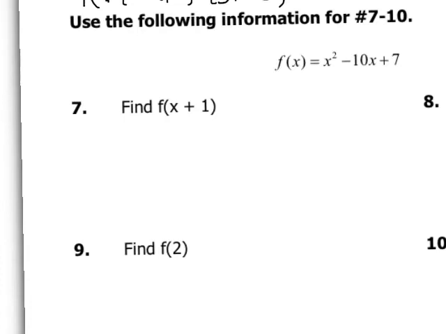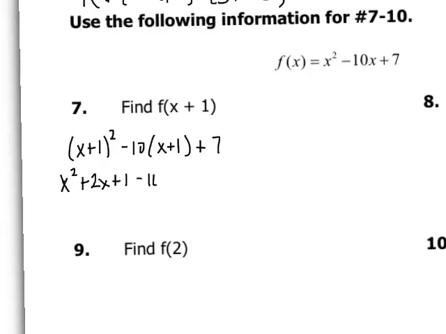All right, number 7, f of x plus 1. So I'm going to use my f. I'm going to plug in x plus 1 here and here. So x plus 1 squared minus 10 times x plus 1 plus 7. Okay, if you FOIL this, so that means x plus 1 times x plus 1, you get x squared. So you can do that on your own if you want. Plus 2x plus 1 minus 10x minus 10 plus 7. So for a final answer of x squared minus 8x, -9 plus 7 is minus 2.